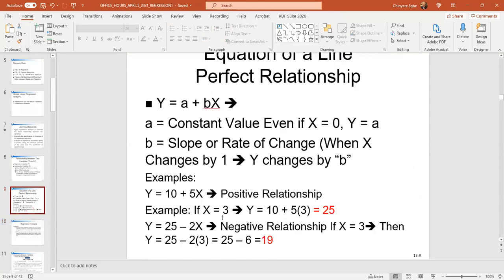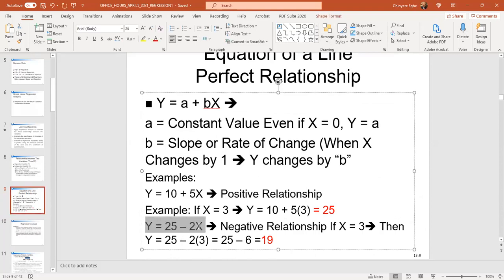Now, when you look at the equation y is equal to 25 minus 2x, this is a negative relationship because the coefficient of x is minus 2. Here, the first is positive because the coefficient of x is 5. So if x is equal to 3, then y is 25 minus 2 times 3, and you have 19.